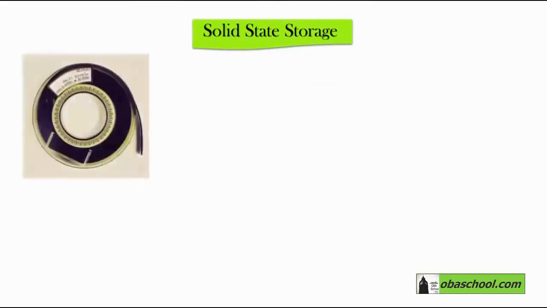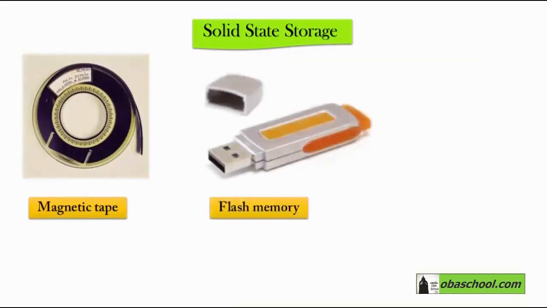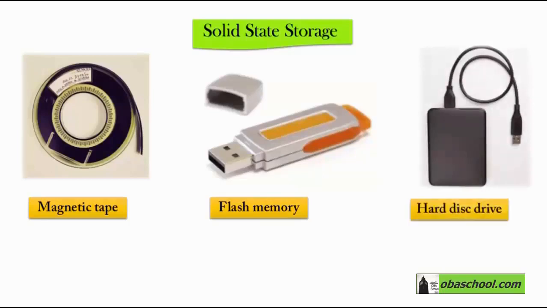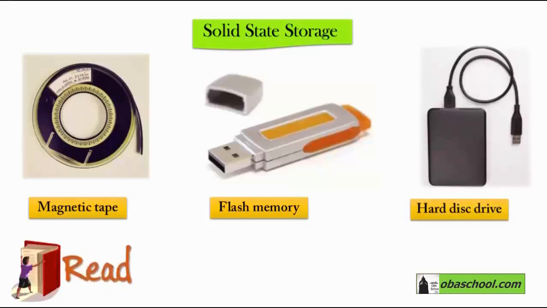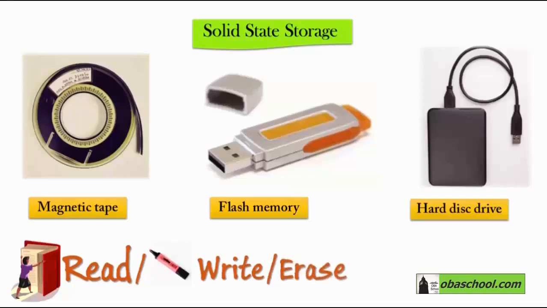Solid State Storage. So let's look at three examples of the solid state storage. Number one is the magnetic tape. Number two is the flash memory. And number three is the hard disk drive. All of these are examples of a solid state storage. We can use these three in order to read data off of them. We can also write data on them, and finally we can erase data from them.